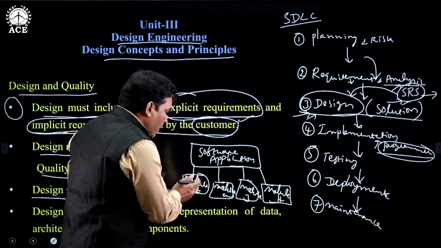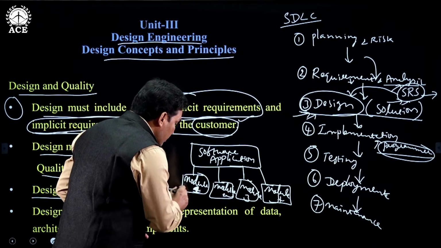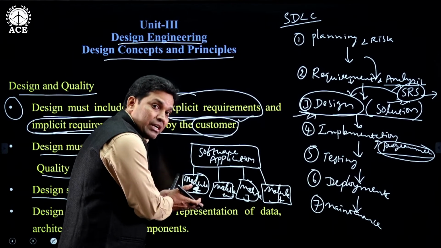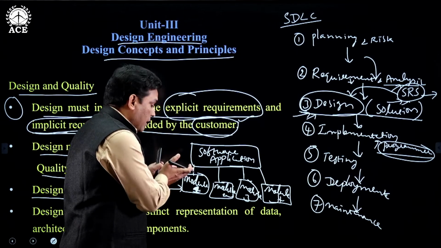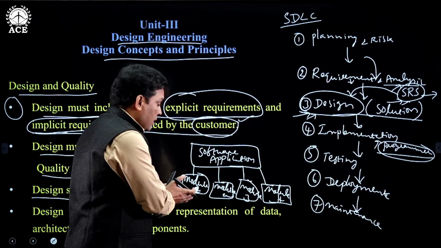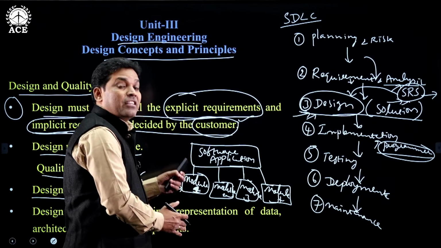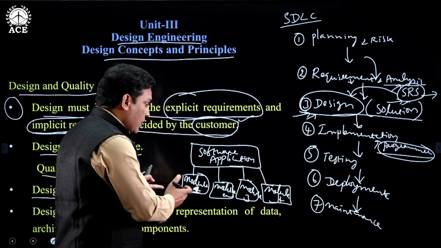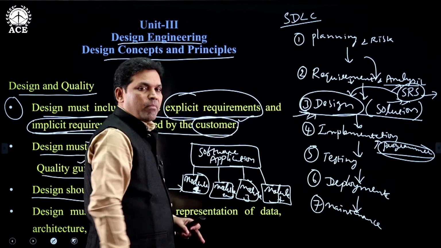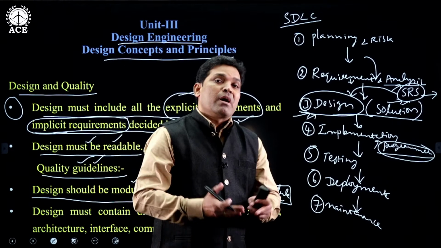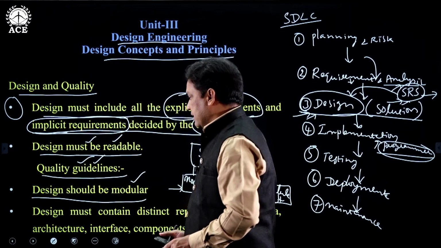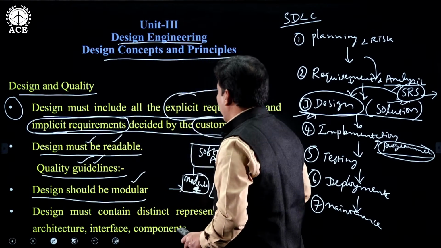So that the module size is small, so that the designers and developers can easily understand, easily design, and easily develop. It is better understandable by them. They can easily design, develop, and test. So these are all the advantages of dividing a complex application into small modules. That is the purpose. That means design should be modular.